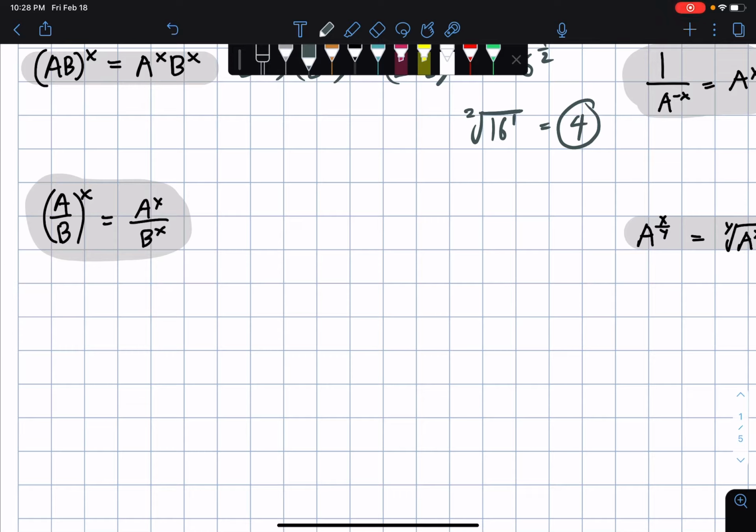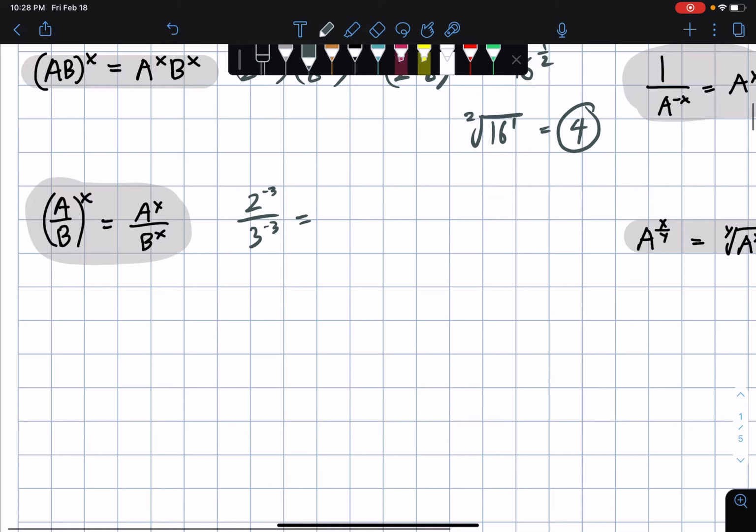For (a over b) raised to x, we have an example, 2 over 3, both exponent is negative 3. Basically, again, whenever we have a negative exponent, we have to reciprocate. So we have 3 over 2, both raised to 3. We can do it this way, but I don't think that step is necessary. We just have to see that 3 times 3 is 9, times 3 is 27, 2 times 2 is 4, times 2 is 8. So yeah, 27 over 8.